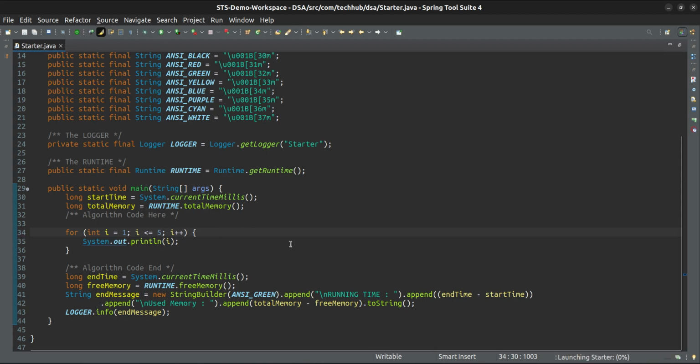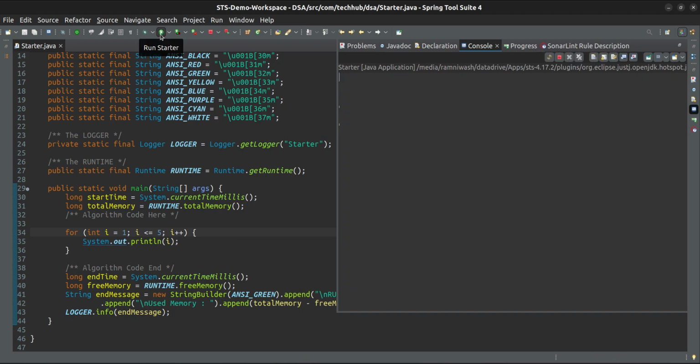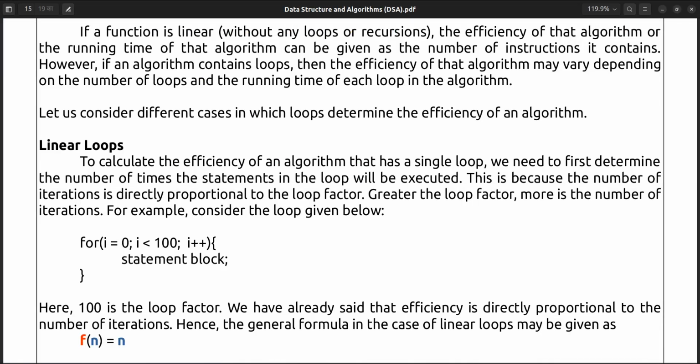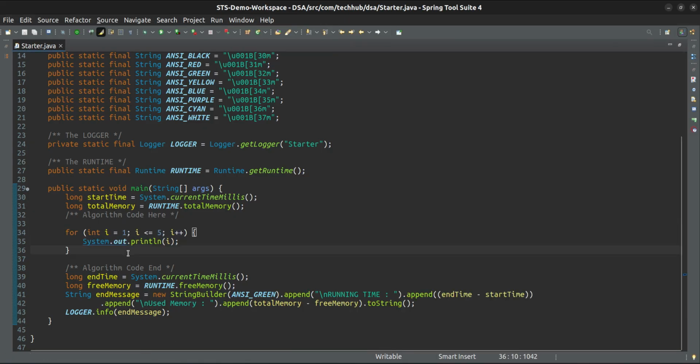If you run this one, again it will take almost the same amount of memory and same time. It is sometimes 3, sometimes 16, sometimes 9, because these are linear. So what is a linear loop? Whatever the time we run, this is our linear loop: I is equal to 1, I less than or equal to 5, and I plus plus.